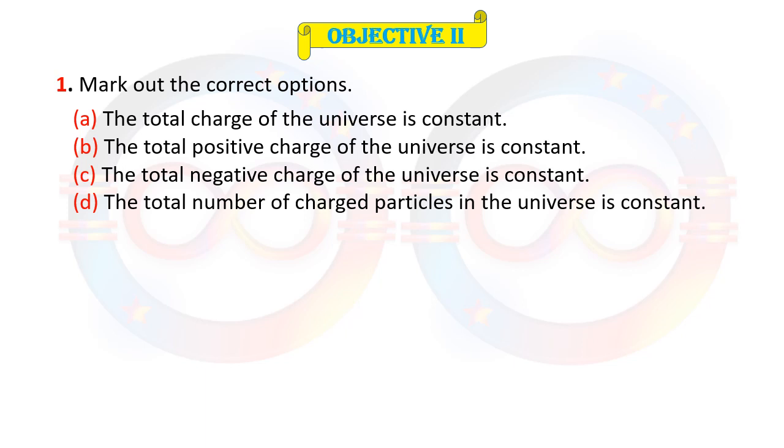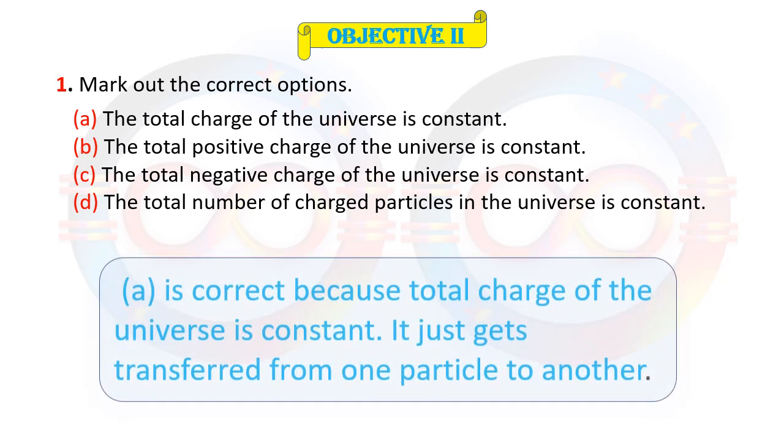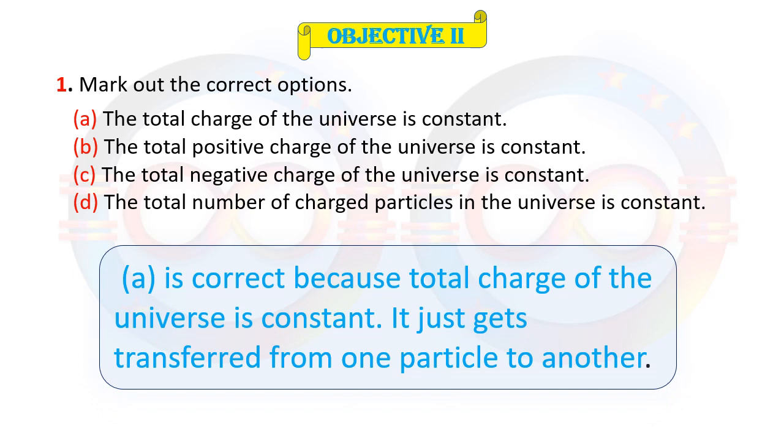Total negative and total positive are not constant, because in daily practice, even if you charge your mobile phone, or rub your dry hair with a comb, the number of positive and negative charges keeps on changing. But yes, the total charge of the universe can be considered constant. So option A is the correct option.